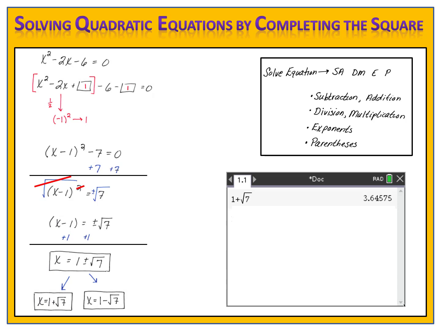1 plus the square root of 7 is around 3.6. 1 minus the square root of 7 is approximately negative 1.6. These are irrational numbers, so the decimals go on endlessly forever. Don't use the rounded solution unless you're asked to. It's always best to stay exact, leaving the square root in place.